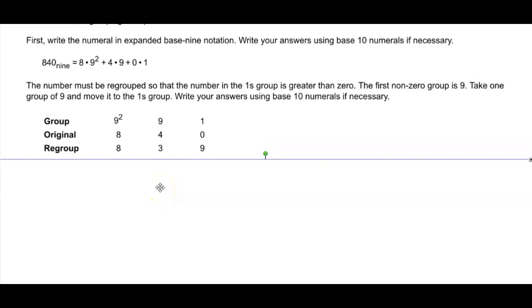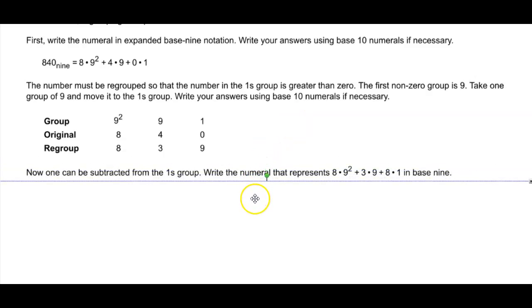Now the number must be regrouped so that the number in the ones group here is greater than 0. So the first non-zero group is 9, which is this one here. So we're going to take one group of the 9, so we're going to take 1 away from the 4 to get 3. And then move it to the ones group, and now we have a 9 over here. Now we're going to write the answers using base 10 numerals if necessary.